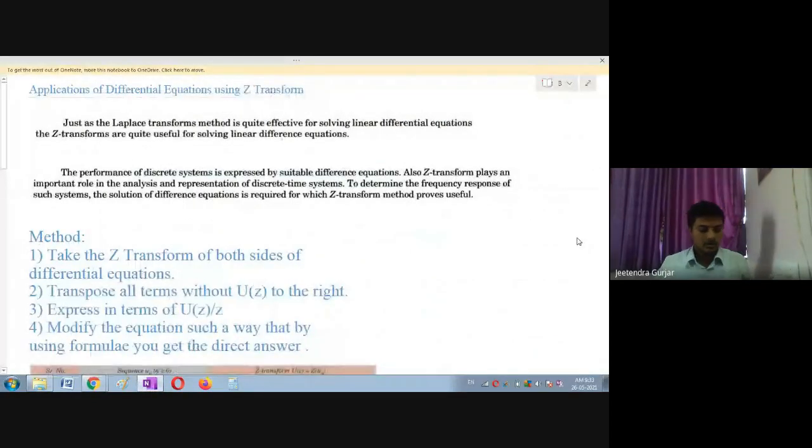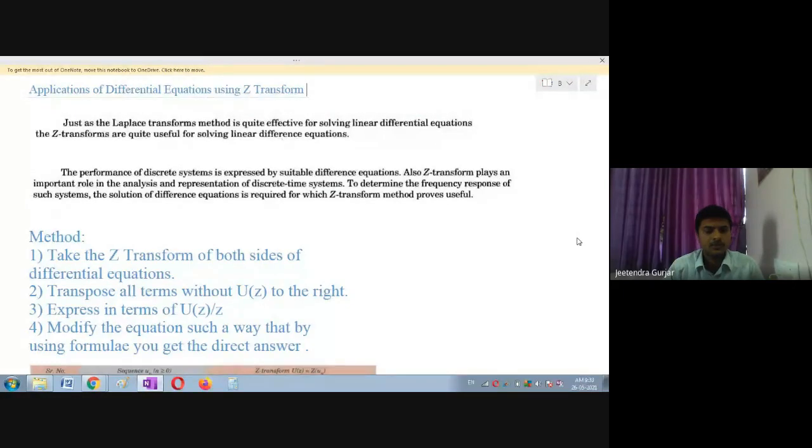Yes. In the previous class we discussed how we can solve the inverse Z transform. Again we will continue with the inverse Z transform here. By using the formulas we can very easily simplify applications of differential equations using Z transform. So please practice the formulas first, and you will see the examples in the Z transform are very easy.